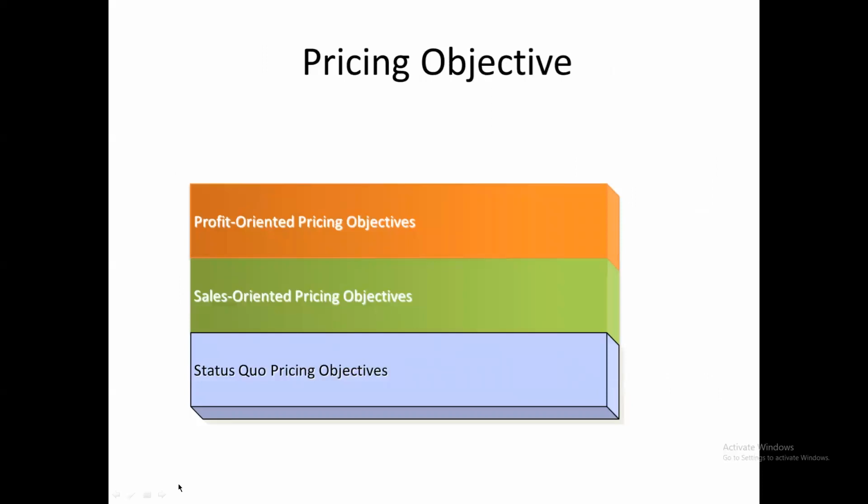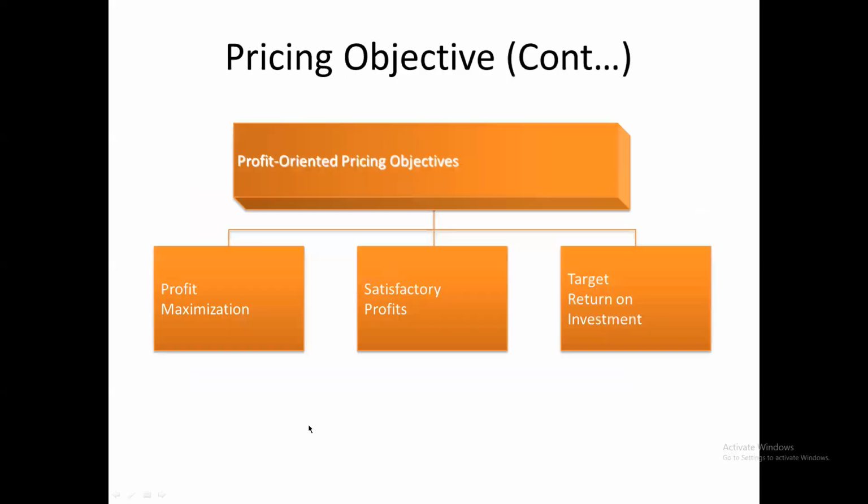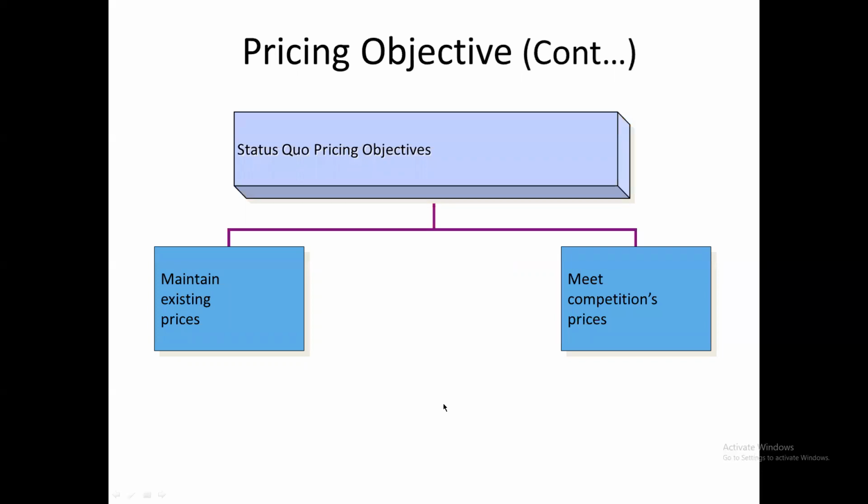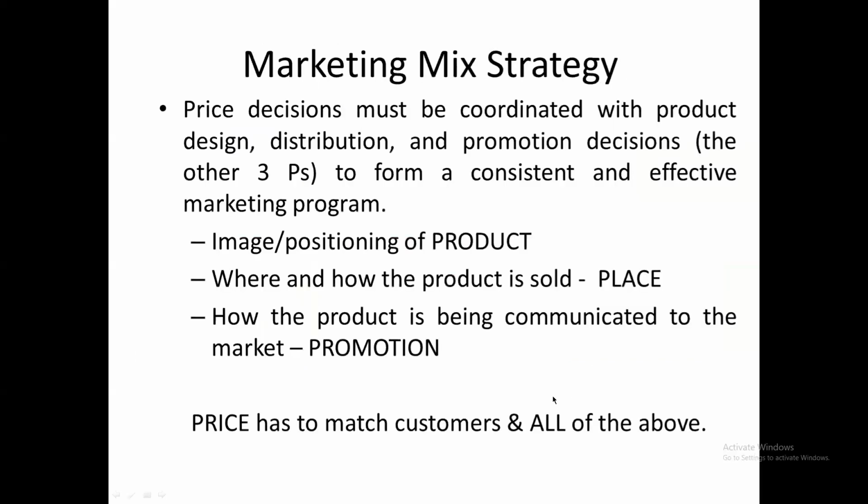Then the pricing objective may be profit oriented, sales oriented, and status quo pricing objectives. What are the profit oriented pricing objectives? Profit oriented pricing objectives are profit maximization. Obviously our goal is to maximize the profit, satisfactory profits, and target return on investment. Then come sales oriented pricing objectives: market share and sales maximization. And there are status quo pricing objectives and the existing environment. We have to keep this environment by maintaining existing prices and meeting the competition's prices.